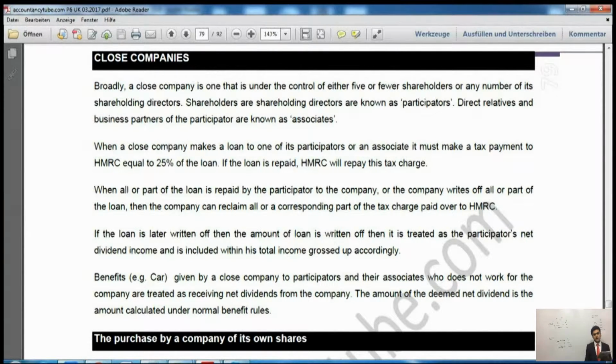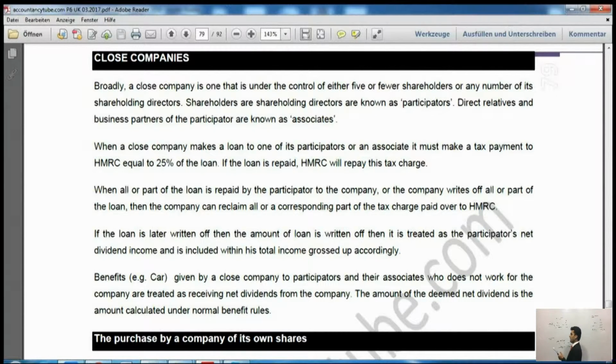Now how will we calculate if a car has been provided or if a laptop has been provided? Say for example, a laptop is provided by a close company to a shareholder or a participator. The laptop is charged at the rate of 20% because it is the other tax, if you remember. So we'll take 20% of that, and say for example it was £180. Now, putting it into our income tax pro forma, we will always gross it up because we will assume that it is a dividend. So we'll multiply it by 100 and divide it by 90, and it will be taxed according to the dividend tax rates.